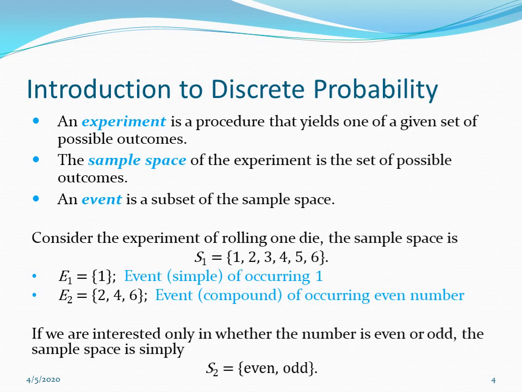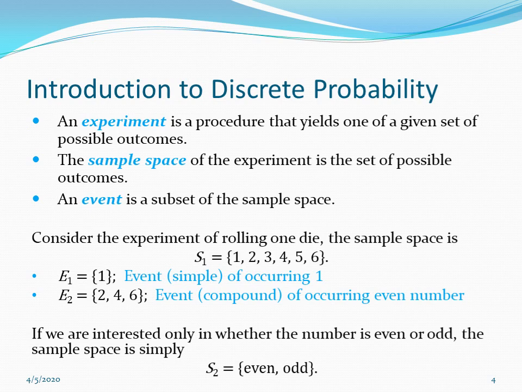Another example of an event is {2, 4, 6}. This is a compound event because there are 3 possible outcomes. This event is satisfied if we get either 2 or 4 or 6. Or you can think of it as the event of getting an even number.